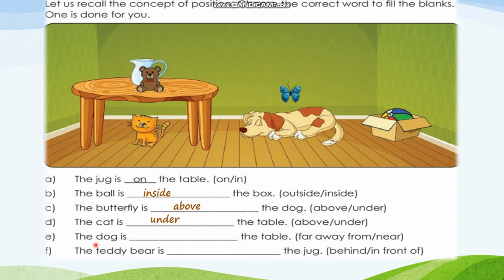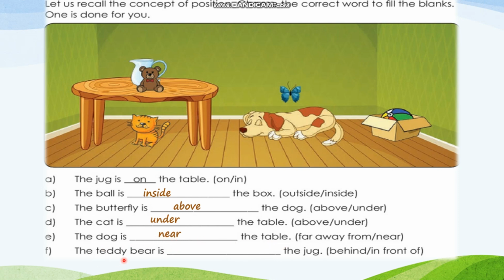Okay. Now the next is the dog is dash the table. Here is the dog. It is lying near the table, isn't it? Is it far away from or near? It's not far away from, it's near the table. Right. So the dog is near the table.